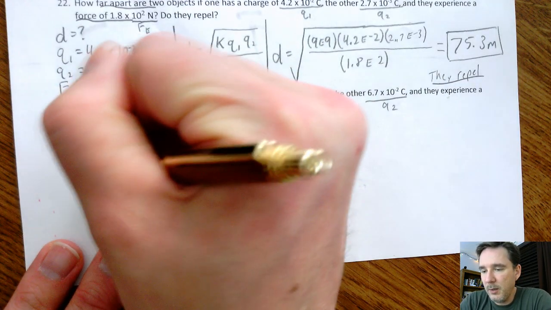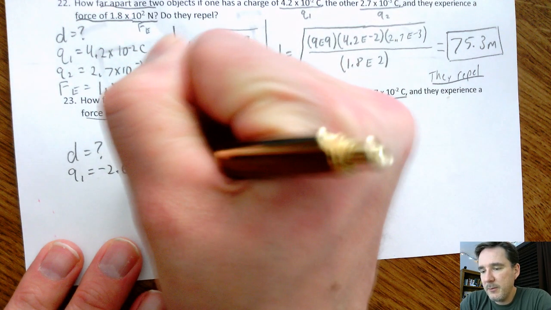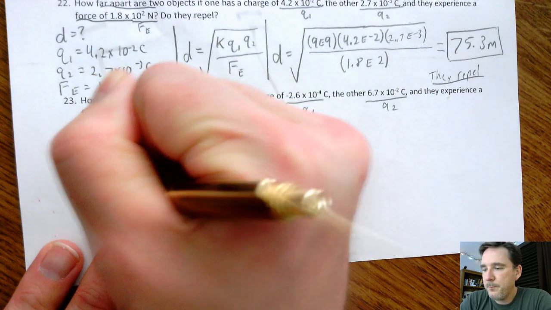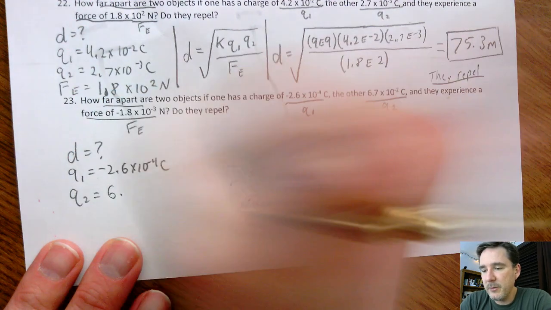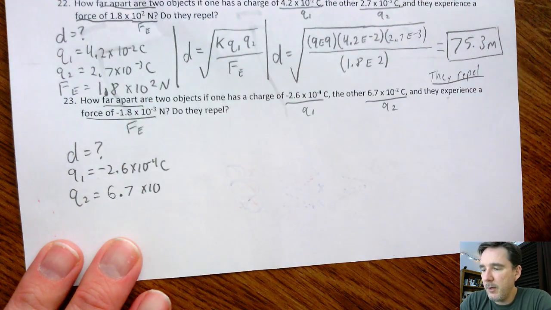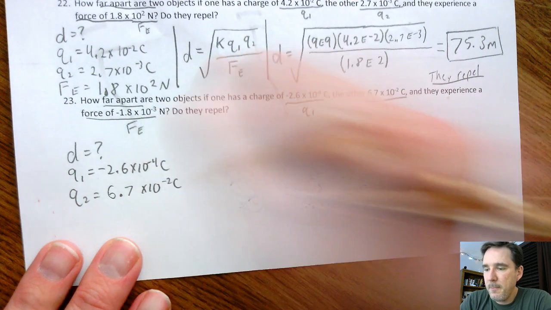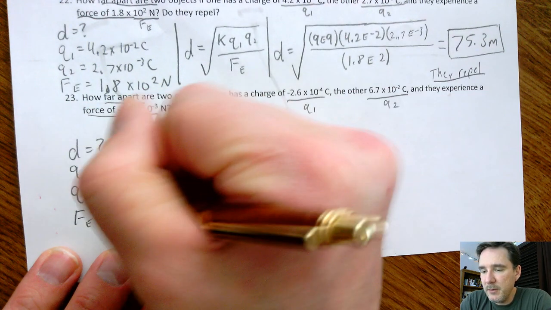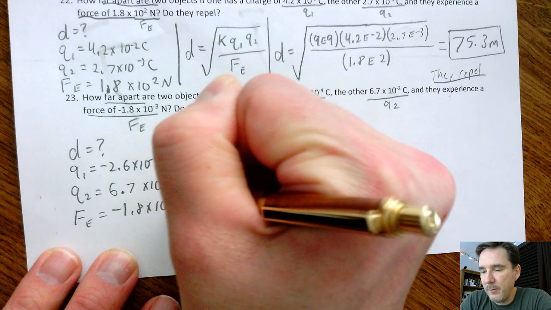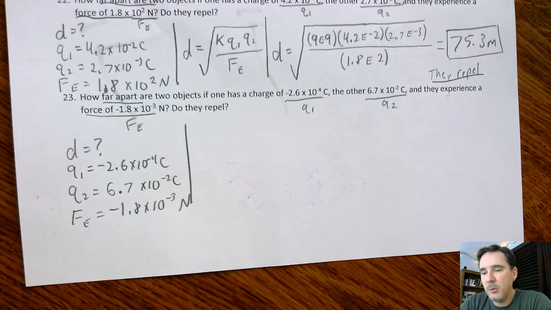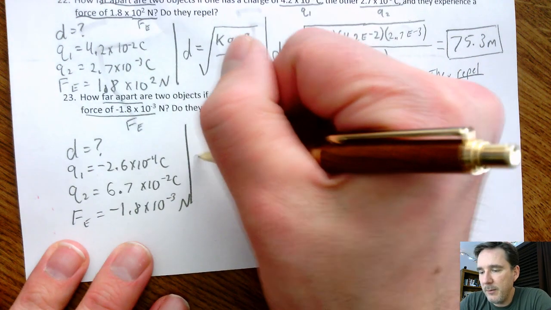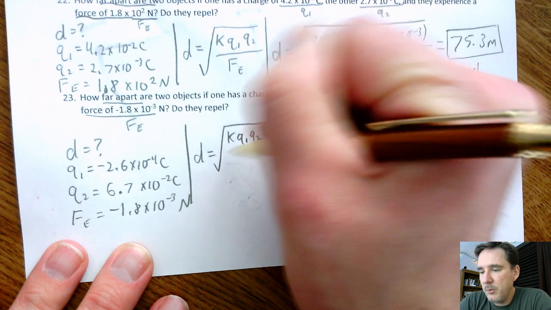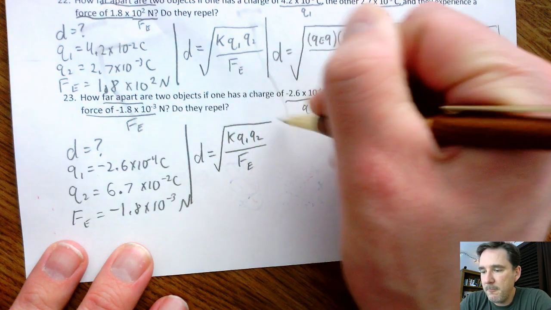We've got a Q1 of negative 2.6 times 10 to the negative 4th Coulomb. Q2 is equal to positive 6.7 times 10 to the negative 2 Coulomb. And the Fe, electrical force, is negative 1.8 times 10 to the negative 3 newtons. So once again, I'm trying to solve for distance. So I'm going to use that rearranged version of the equation. So Q1, Q2, don't forget K, and divide that by Fe.